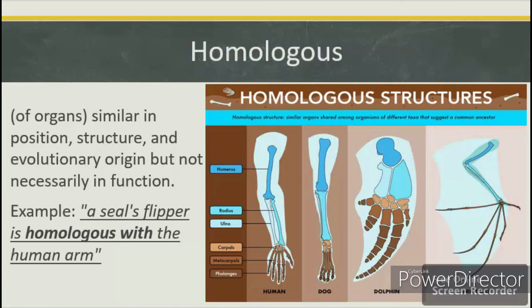They have almost similar organs shared among organisms of different species that suggest a common ancestor, but they have different functions. Like the human hand that is used for grabbing things, or we use our hands to eat. But dogs do not use their hands to eat. They use them to walk. And dolphins use them to swim. And fruit bats use their homologous hands to fly. Okay, so those are the different homologous structures for different species.